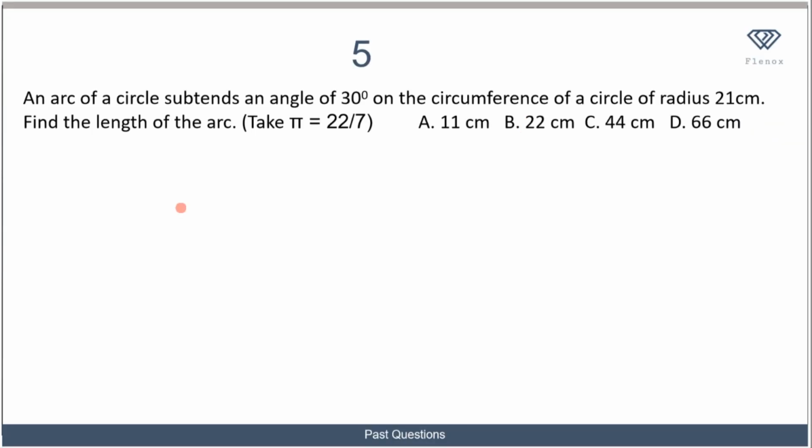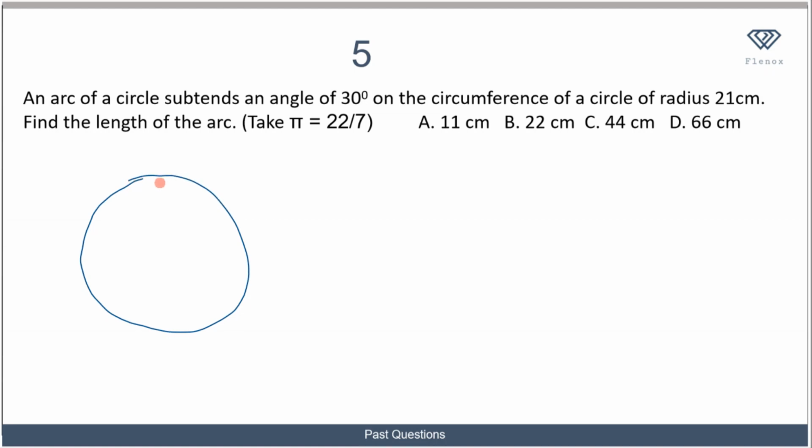Here we are told that an arc of a circle subtends an angle of 30 degrees on the circumference of a circle of radius 21. Find the length of the arc. So I want you to really pay close attention to this question, because there is a little twist to it.